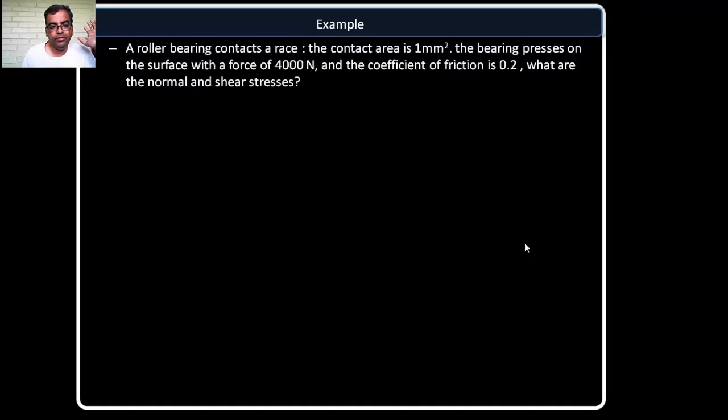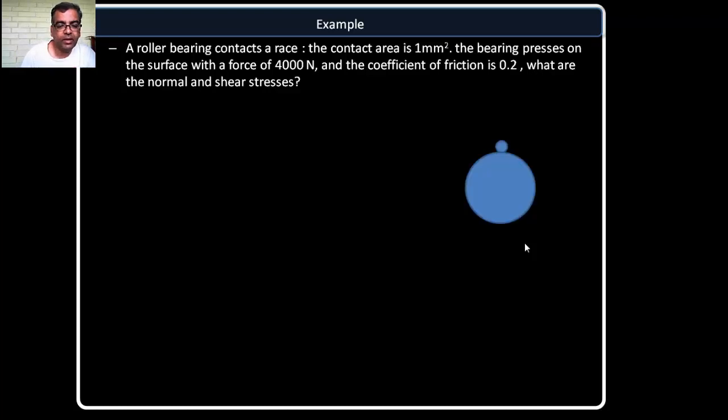Let's look at an example. I have a roller bearing. You know what a roller bearing is, right? It's two surfaces which contact each other. The contact area is 1 millimeter squared. The bearing presses on the surface with 4,000 newtons, and the coefficient of friction is 0.2. What are the normal and shear stresses? That is the question. So let's look at this thing.